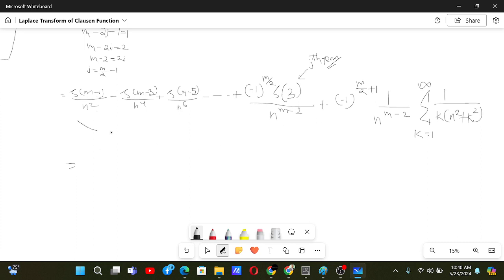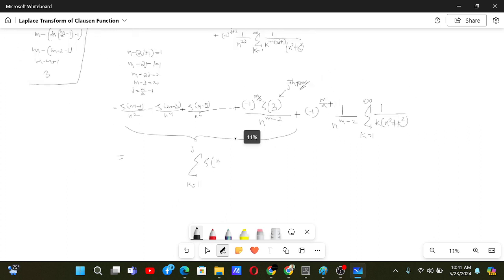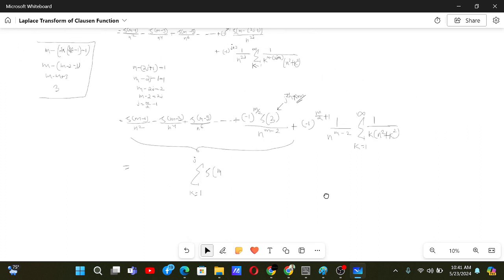Now we can write concisely all the terms in the following notation. Sum from, let's say, i equals 1, or what we can do is, this is the jth term, so we can begin the sum from k equals 1 to j. Write this as sum of. Now how was this sum written previously? Let me see.